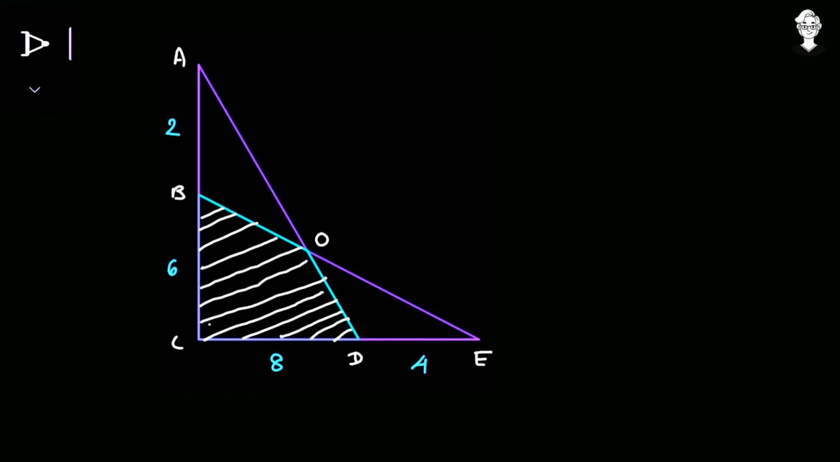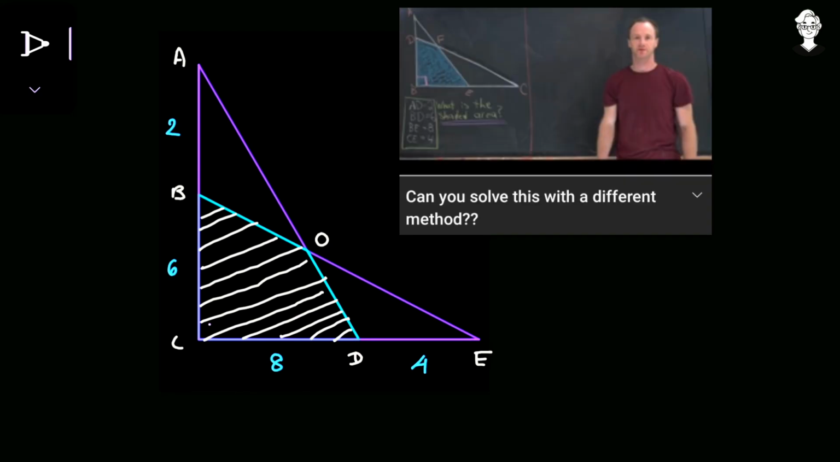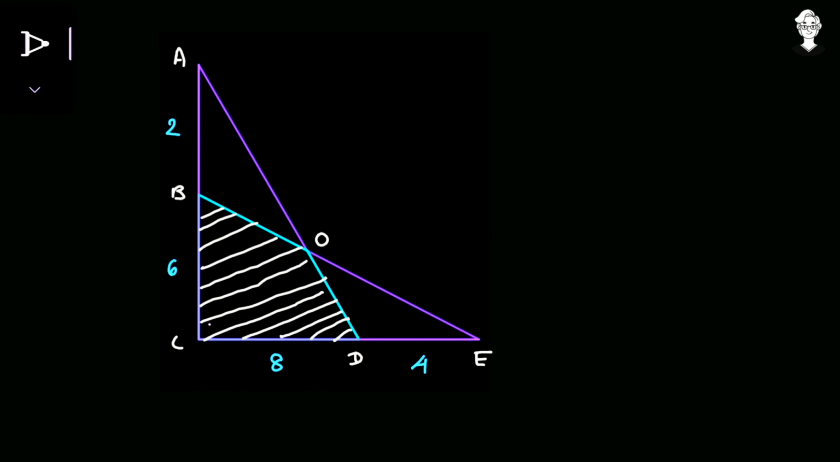So today we have an interesting question from Sir Michael Penn's recent video. His recent video was on this same geometrical question, and his title was, is there any other method to find the area? So here's the other method.